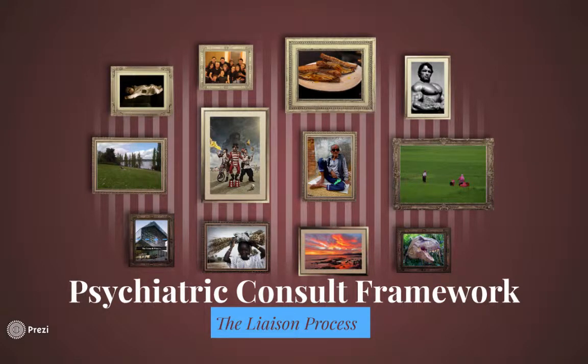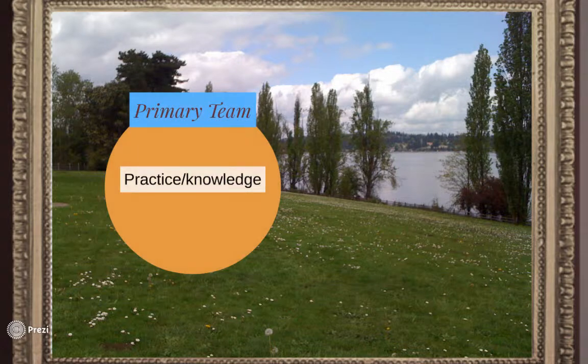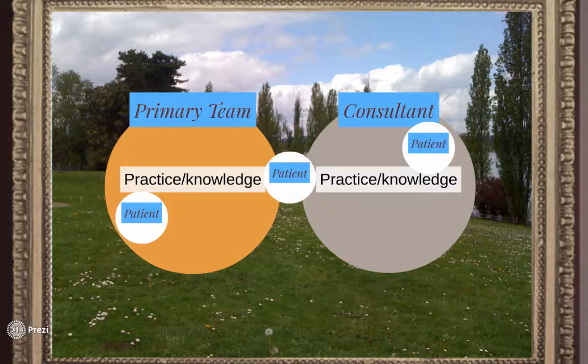Let's talk about the conceptual framework and the process of a consult, and then discuss how to be an excellent liaison. The point of a consult is to utilize the expertise of another physician or team that is outside of the primary team's scope of practice or knowledge. The patient often sits in the primary team's scope of practice or knowledge base, but sometimes they lie between the areas, and sometimes they are more purely the consultant's patient, which warrants transfer.